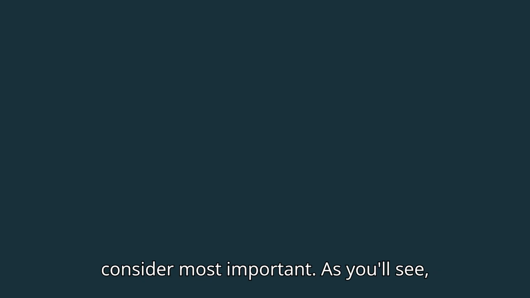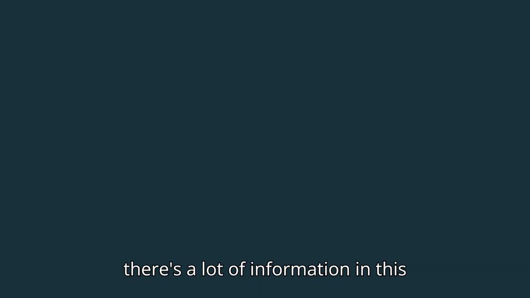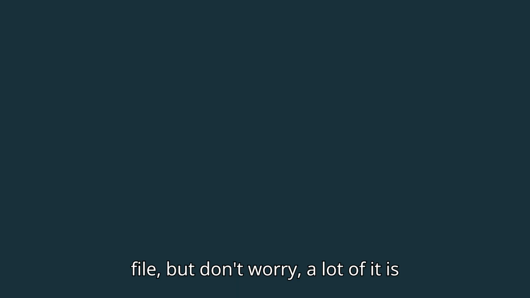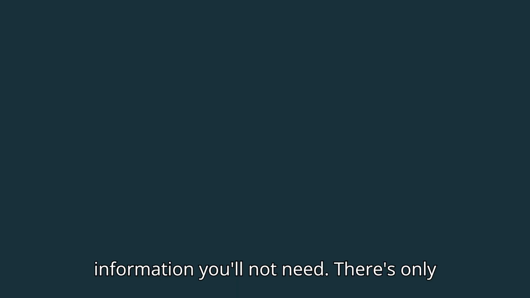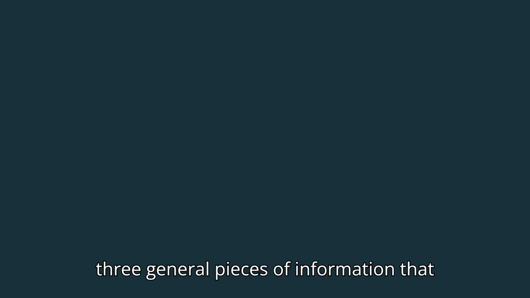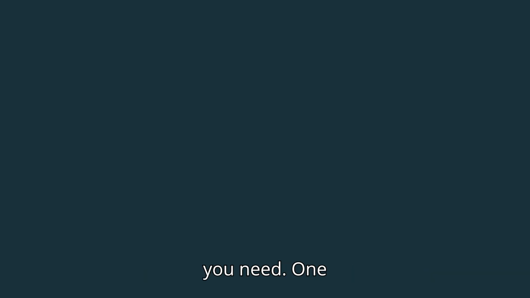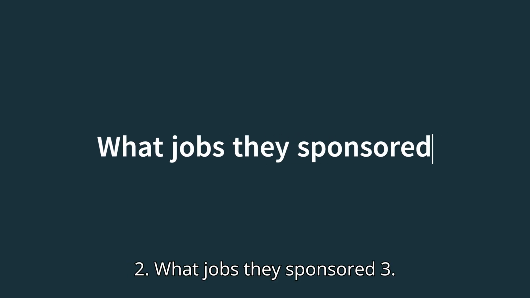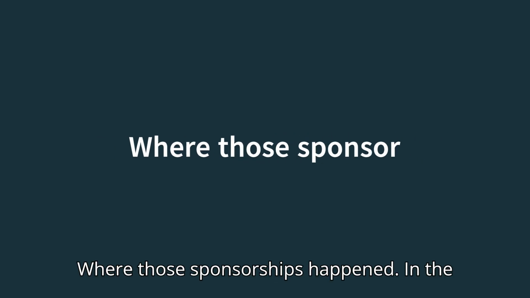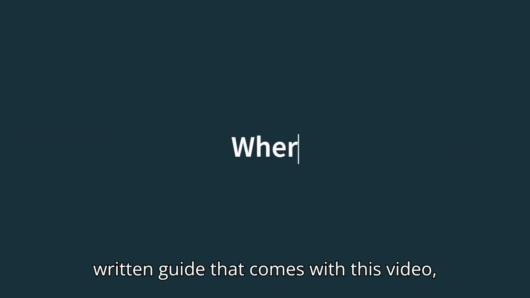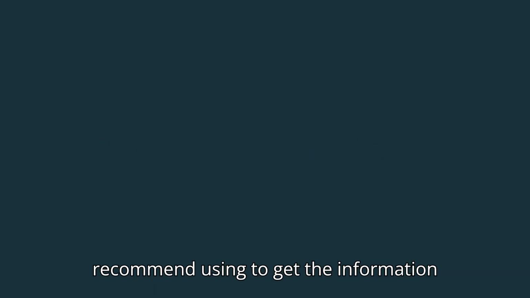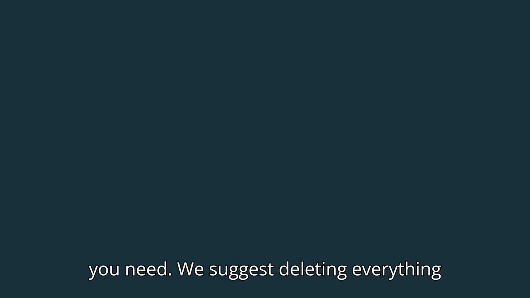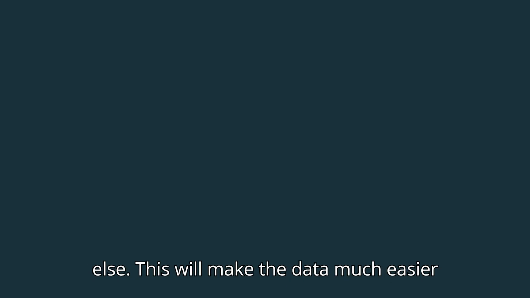Now that you've downloaded the file, we'll walk you through the columns we consider most important. As you'll see, there's a lot of information in this file. But don't worry, a lot of it is information you won't need. There are only 3 general pieces of information that you need: 1. The names of the companies that sponsor. 2. What jobs they sponsored. 3. Where those sponsorships happened. In the written guide that comes with this video, you'll find the specific fields we recommend using to get the information you need. We suggest deleting everything else. This will make the data much easier to navigate.